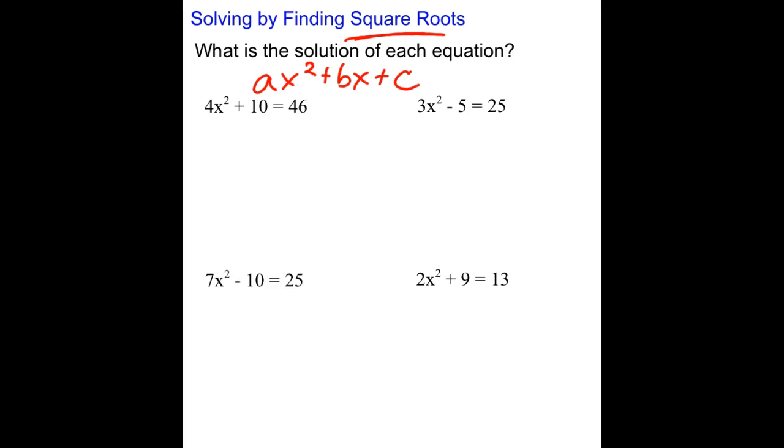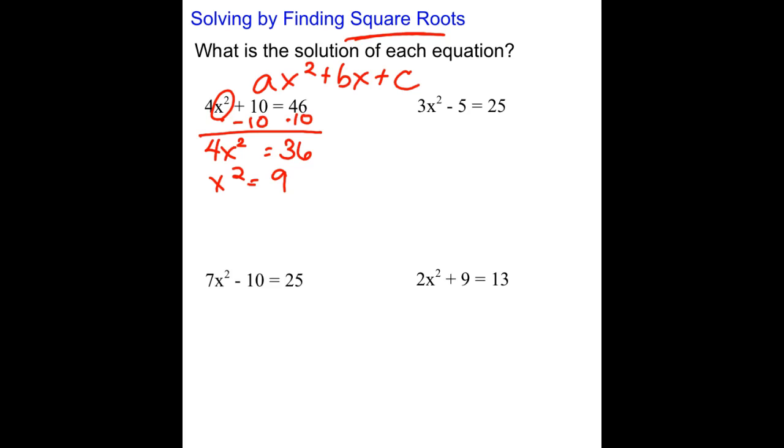So my first step that I have to do is to isolate the squared part. And the only thing in this case that's being squared is the x. That means I have to get rid of all the other pieces. So my first step would be to subtract the 10. Second step would be to do what? Divide out the 4. We get it down to where we have x squared equaling 9.